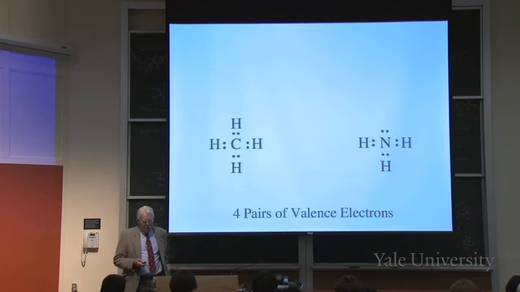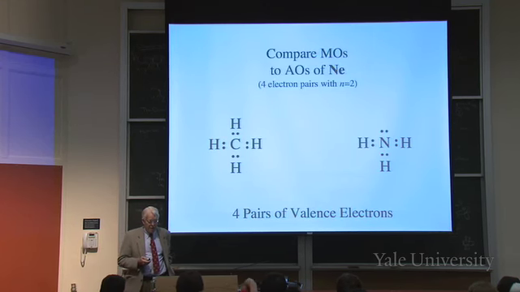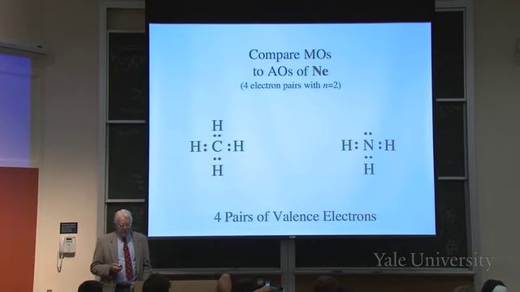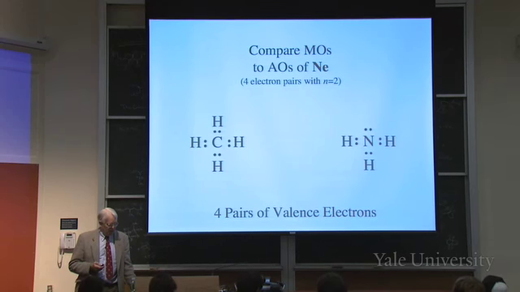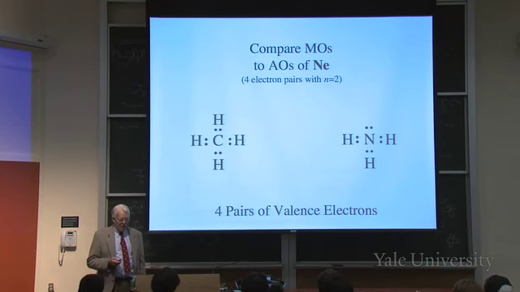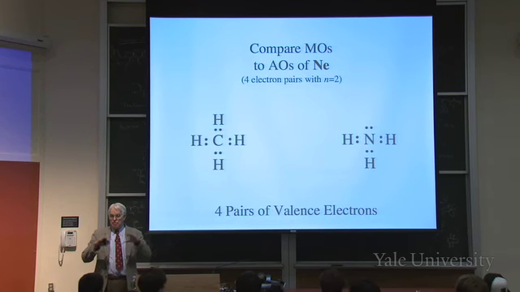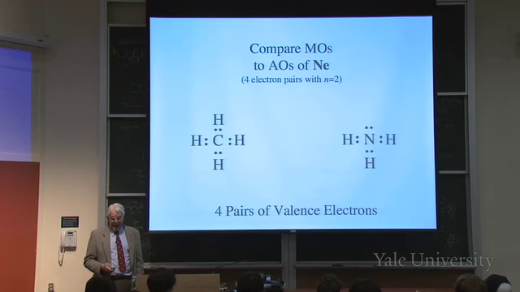Okay, so there are 4 pairs of valence electrons. There are also 2 core electrons, 1s electrons on carbon and on nitrogen. So we want to compare the molecular orbitals to the atomic orbitals of neon, which has the same number of electrons. 4 electron pairs with n equals 2 in the neon atom. So there's the same number of electrons as neon, so at a big distance, if you look at very low contours, it should look like a neon atom. But what does it look like as you get closer?